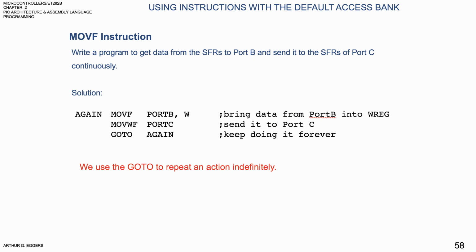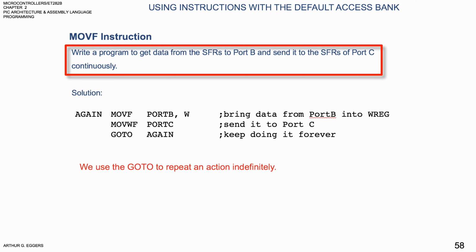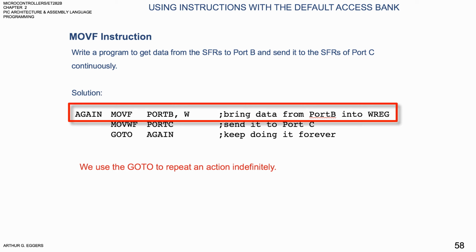So we'll take a look at an example. In this example, we're going to write a program to get data from the SFRs of port B and send it to the SFRs of port C continuously. So we've got a command line here that we've named again. So again commands a MoveF port B to the working register. So we're going to bring data from an I/O from port B into the working register.